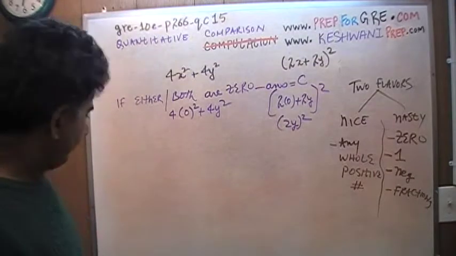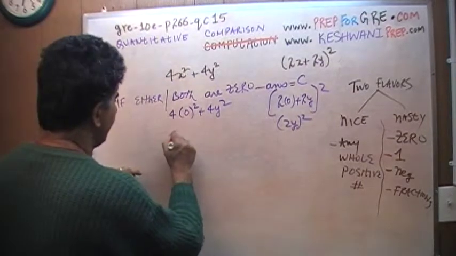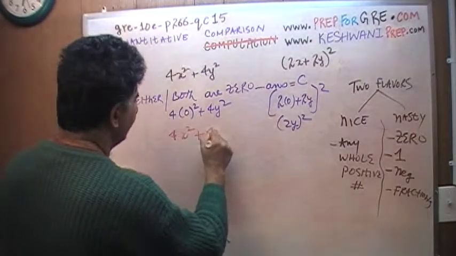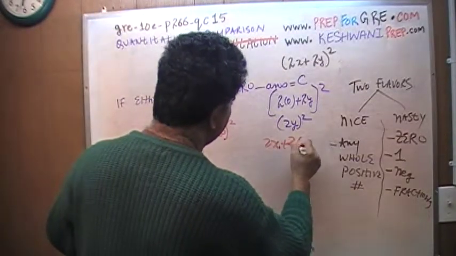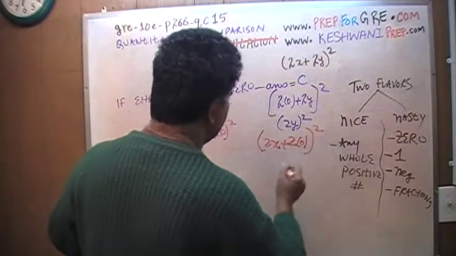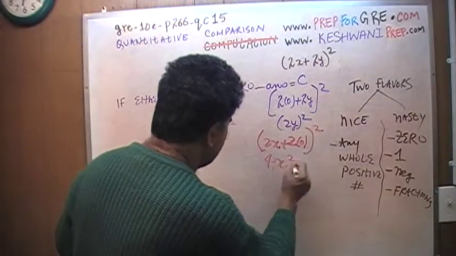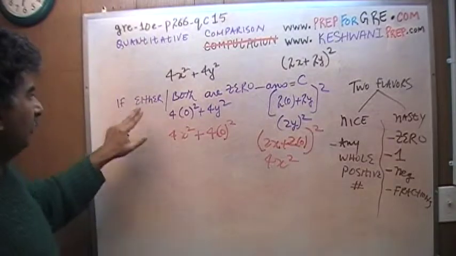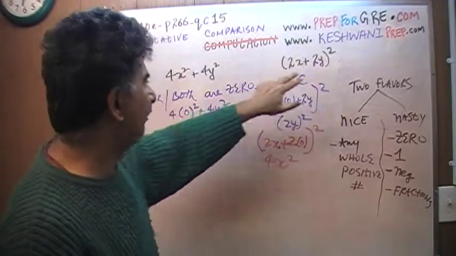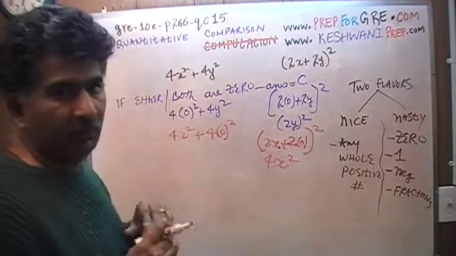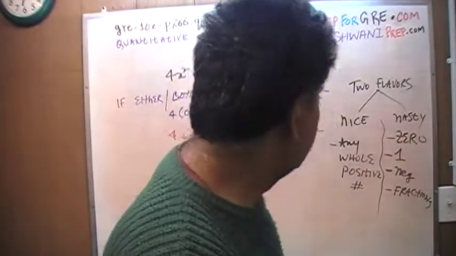On the other hand, if Y were 0, if I put 0 for Y, 4x squared plus 4 times 0, and here 2x plus 2 times 0, 2 times 0 is 0, 2x whole squared will be just 4x squared, which is what we have here. So if either x or y or both of them are 0, then this quantity becomes 0 and this quantity becomes 0, 0 and 0. So if either x or y or both of them are 0, then the answer is C.